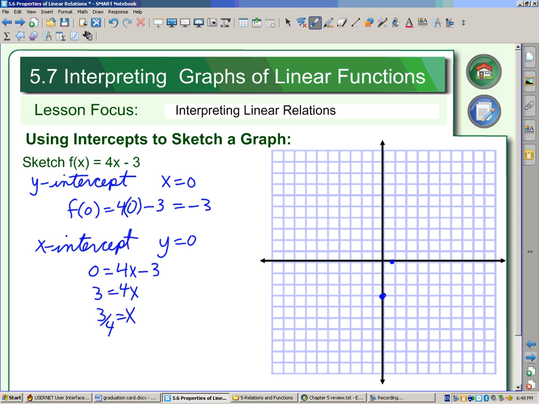Which is right there. And this is not giving me a whole lot of room to find some other points, but I can pick any value of x. Let's take x as 2. So f of 2 is going to give me 4 times 2 subtract 3, 8 subtract 3, 5. There's a third point. Enough now that I can draw the line by connecting my points together. And there's the graph of the line.